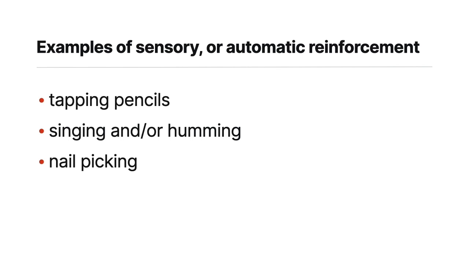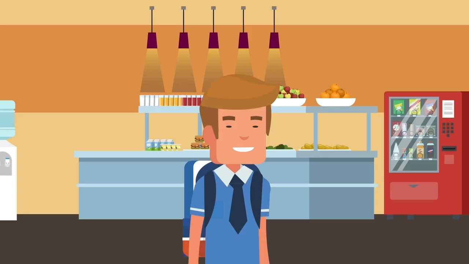Here's another example of behavior maintained by access to sensory or automatic reinforcement. There's a first grade student who randomly runs into the cafeteria during class. Now, at first glance, it seems like this would be related to escape or avoidance maintained behavior. But there isn't a clear pattern to the behavior. It occurs less than once a week, maybe twice a month.